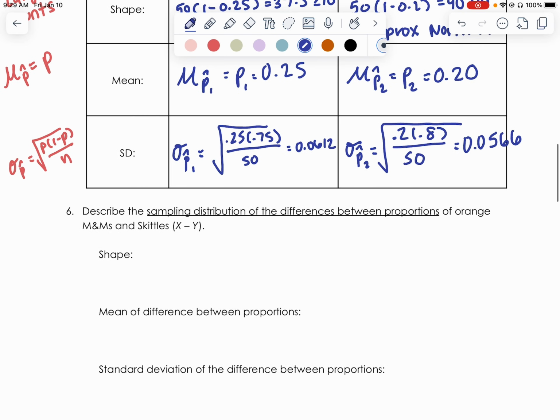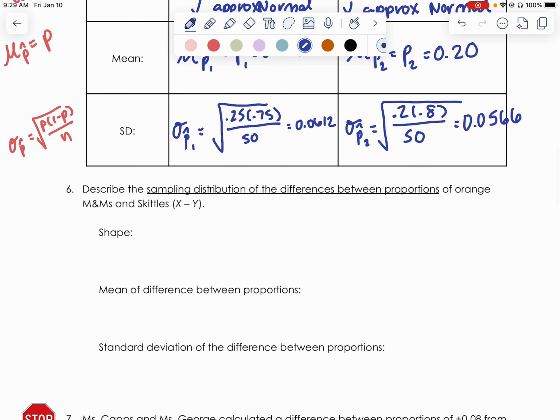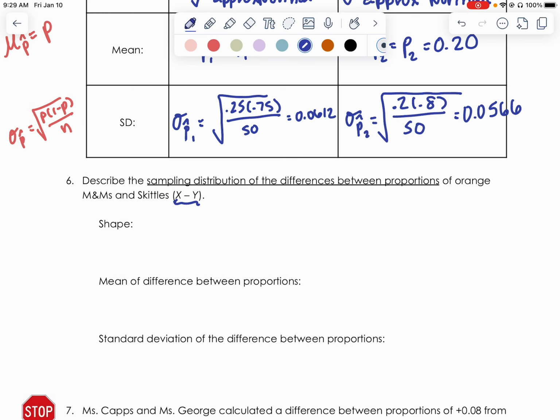Now, for question 6, describe the sampling distribution of the difference between the proportions of orange M&Ms and Skittles, X minus Y. Now, you're all going to have to be your own keepers' keeper, but this would be for combining random variables. Do you remember how we combined random variables? If not, check your keepers and answer these 3 questions.